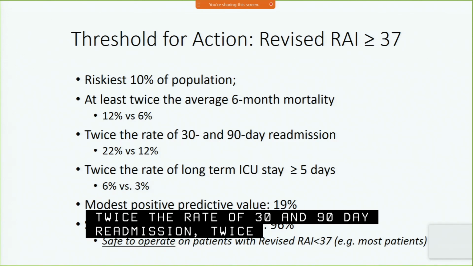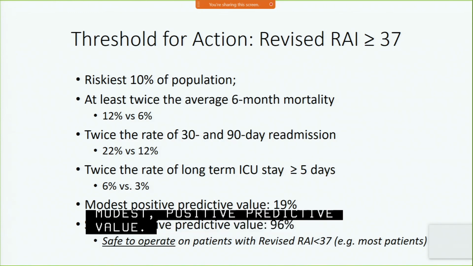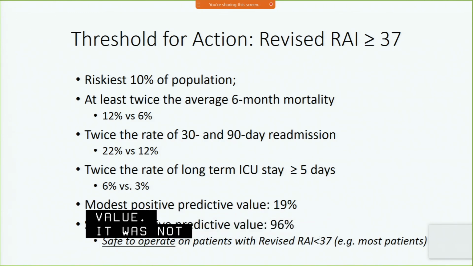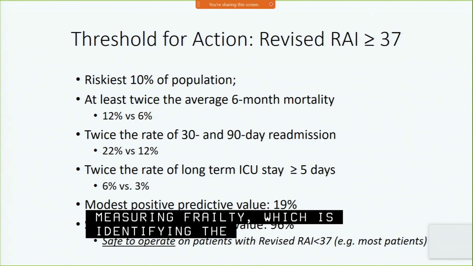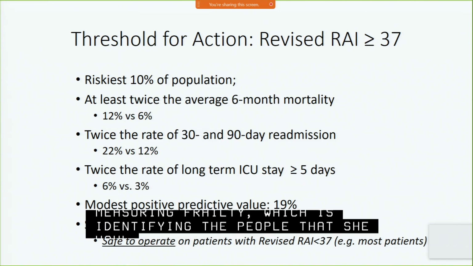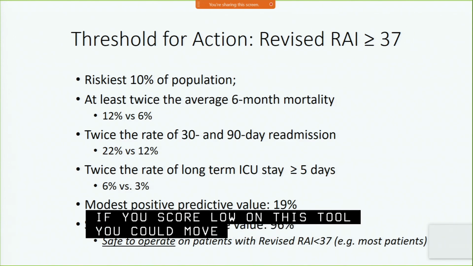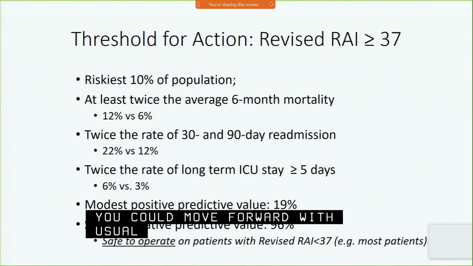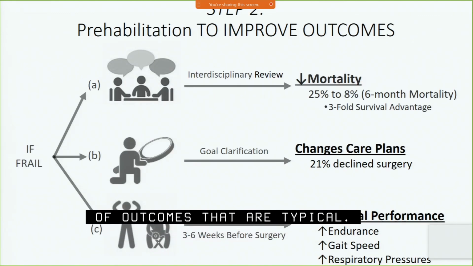It wasn't a gold standard for measuring frailty. It was just trying to identify the people that you would pause and take a closer look at. But it had really strong negative predictive value. The point being that if you score low on this tool, you can move forward with usual care and you can expect the kinds of outcomes that are typical and the kinds that we quote to our patients most of the time. It's safe to operate on these folks if they have a low RAI score.